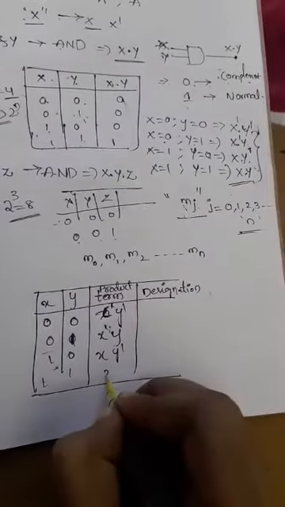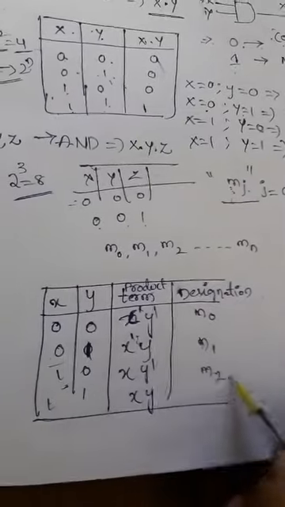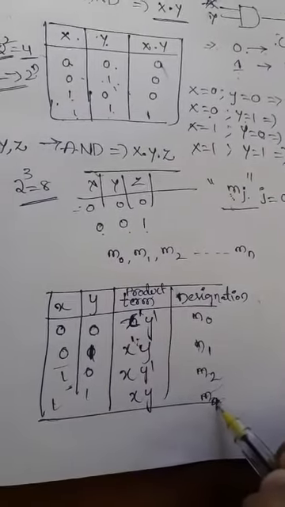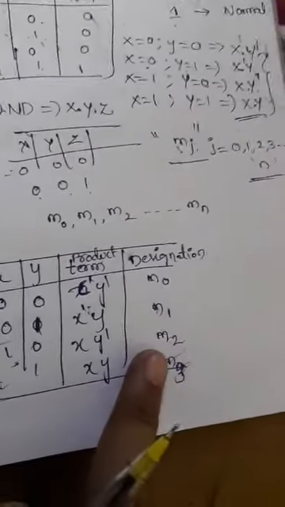So what happens in the product term? For 00, the product term is x complement y complement, and then x complement y. Then x y complement, and x y. This is the product term. And the designation of a minterm we can represent as mj, that means m0, m1, m2, and so on. So m0 is the first, then m1, m2, and m3. This is the designation of minterm.